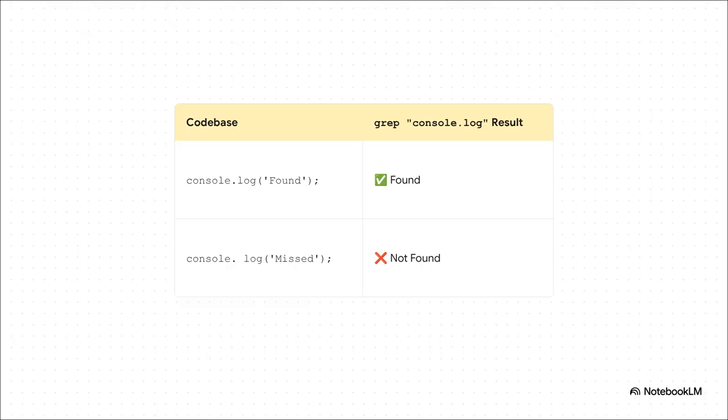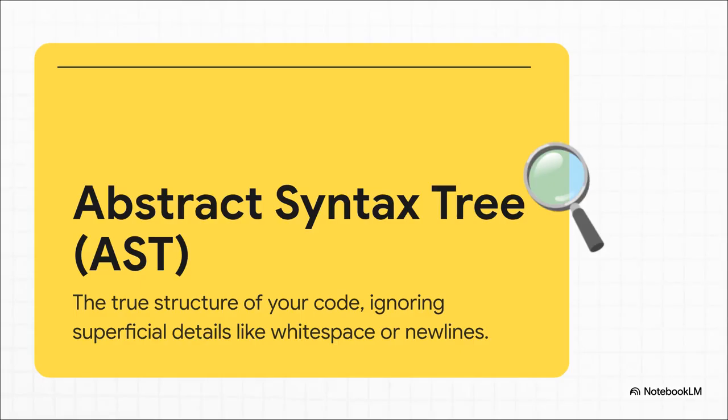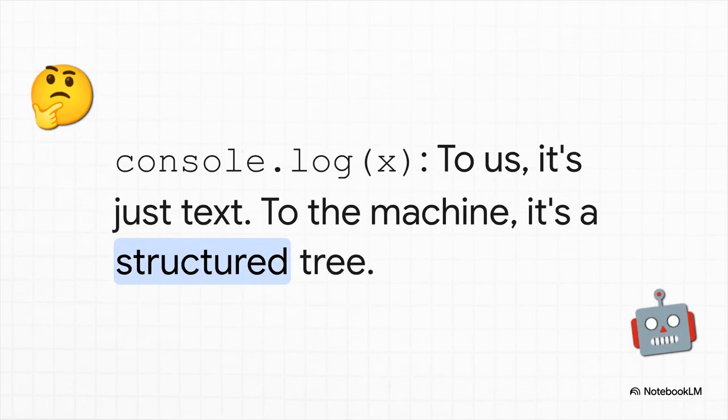And this proves a really critical point. Text search doesn't understand code. It only understands a sequence of characters. So how do we get smarter about this? Well, we need to start seeing code the way a compiler or an interpreter does, as a structure, not just a flat file of text. And that structure is called an abstract syntax tree, or an AST for short. It's the blueprint of your code's meaning, and it completely ignores all those superficial details like extra spaces or line breaks.